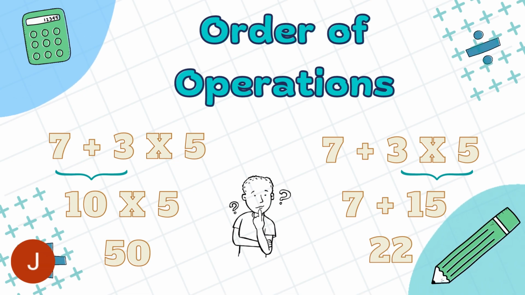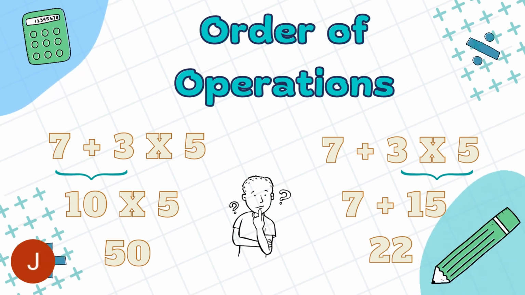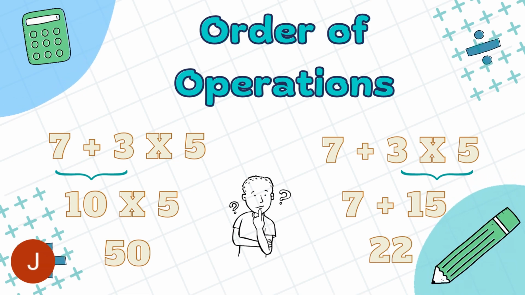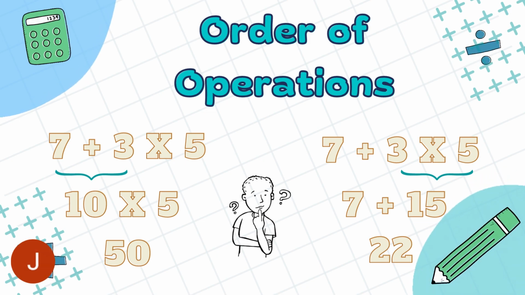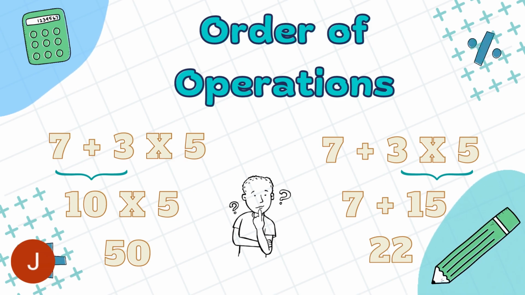What do I do now? I have the same equation, but I have two different results. Which one is correct? Is it the one on the left or is it the one on the right? In order not to get confused, this is why order of operations is there. It is like a series of steps that you should follow in order to solve a mathematical equation in a correct way to get the same answer at the end.